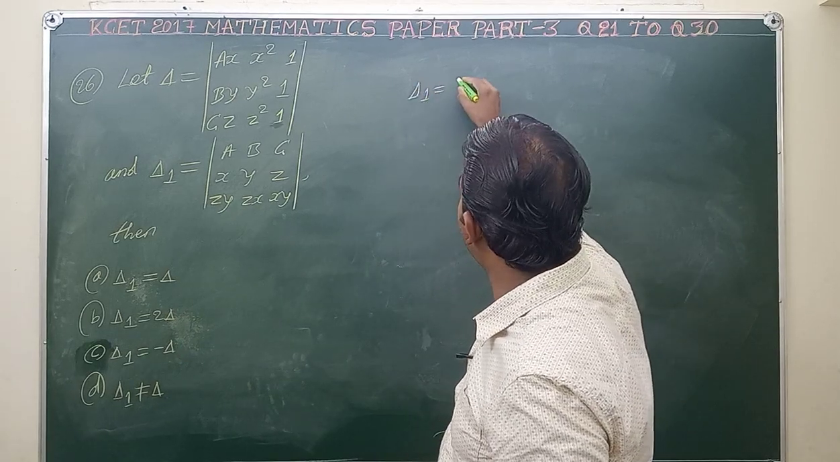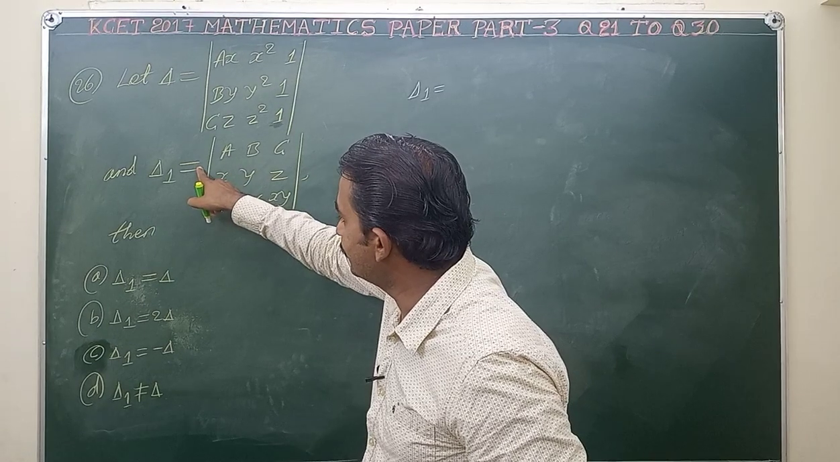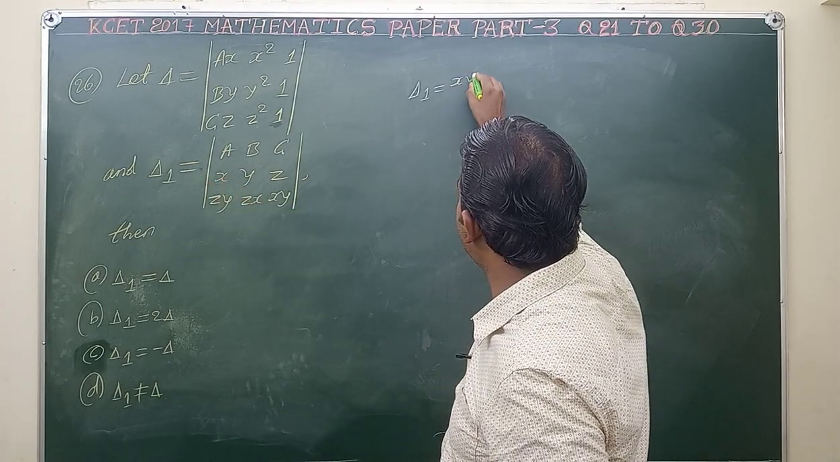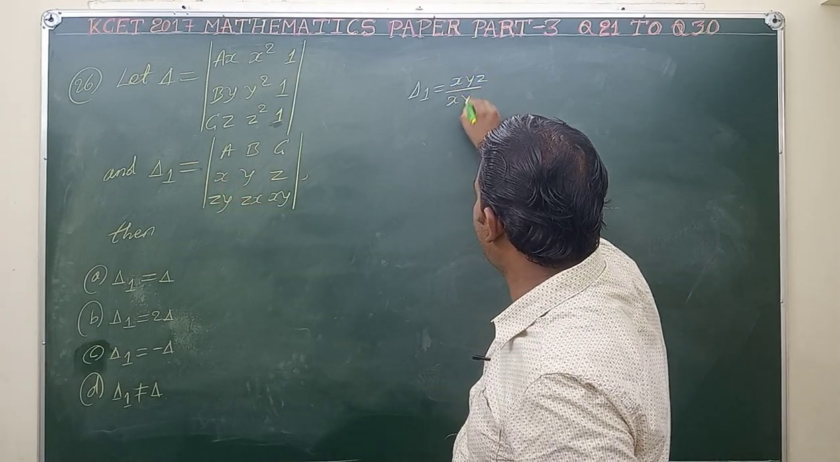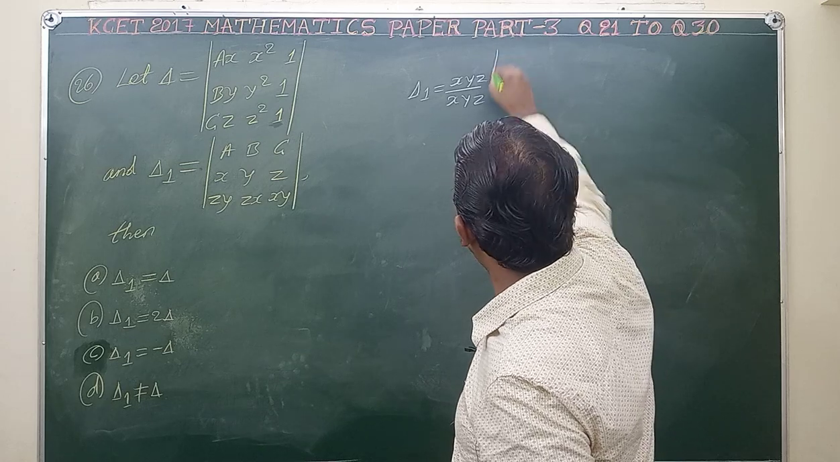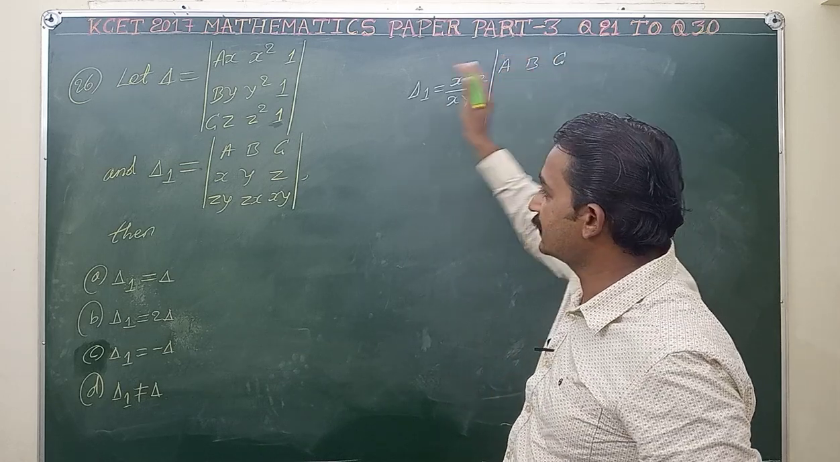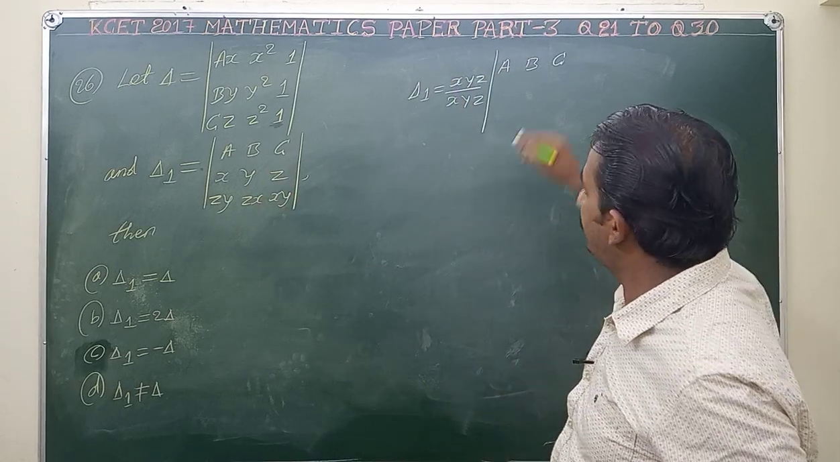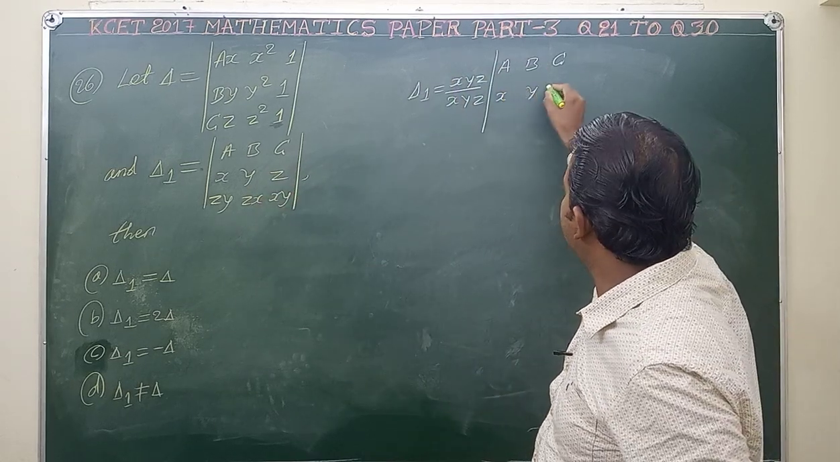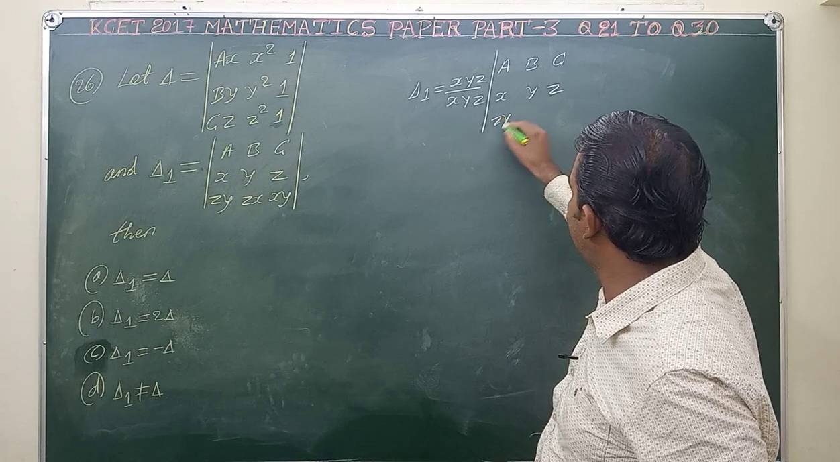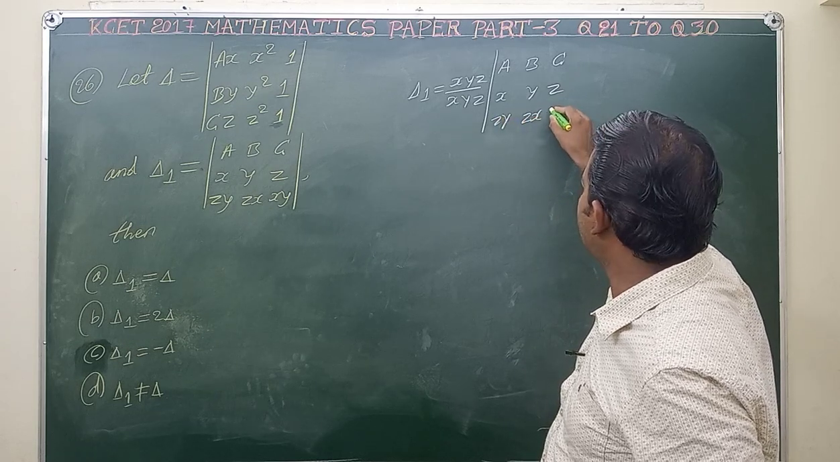Delta 1 is equal to, so here 1 can be written in this way: x y z divided by x y z, with our convenient determinant a b c without loss of generality. x y z cancel each other, the rest is the same as it is. So first row a b c, second row x y z, third row z x y.